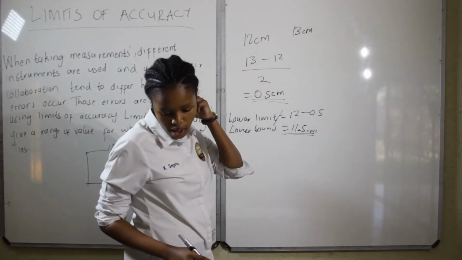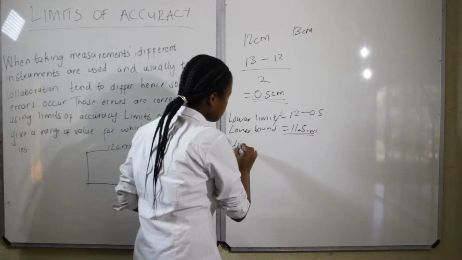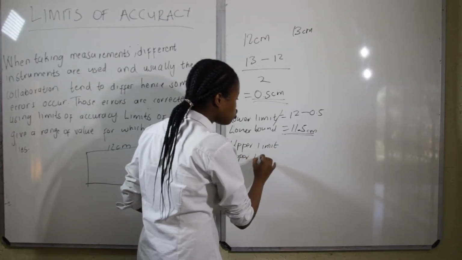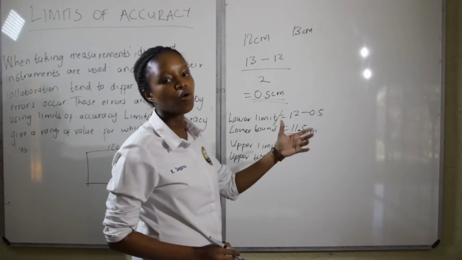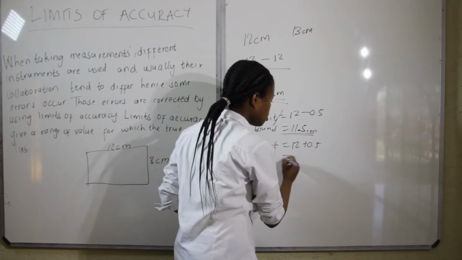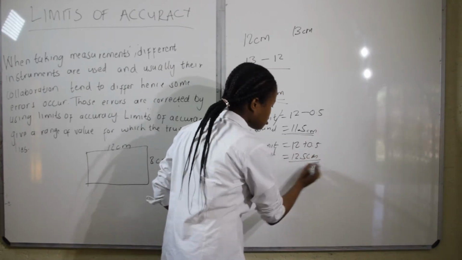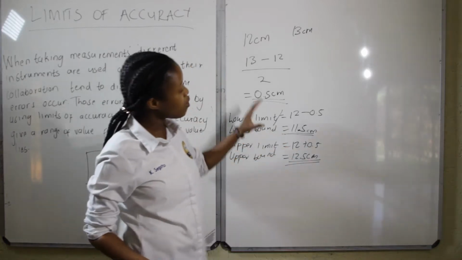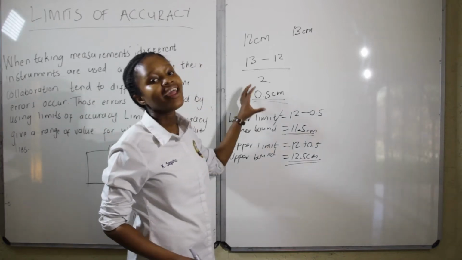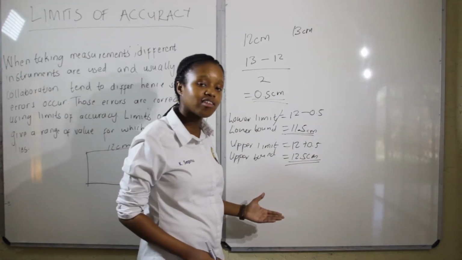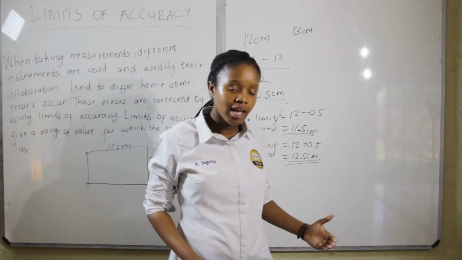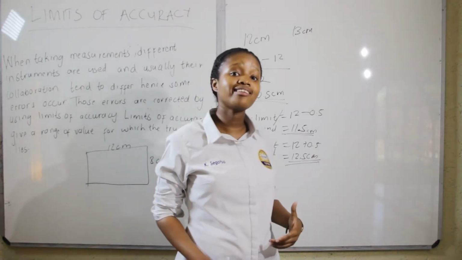Now when you want to get the upper limit or the upper bound, what are you going to do? You are going to add the original length with this 0.5. So it's going to be 12 plus 0.5, which will give us 12.5 centimeters. So we have already found the lower limit and the upper limit for the length by adding and subtracting the accuracy that we're given. And how did I say we find accuracy? You find the next possible value, then you subtract the original value and divide by 2.